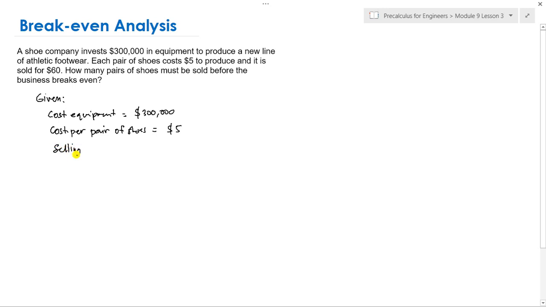Selling price per pair of shoes is $60. They just sell them. So what is required here? Required: how many pairs of shoes must be sold before the business breaks even? That is the XC, the break even quantity.